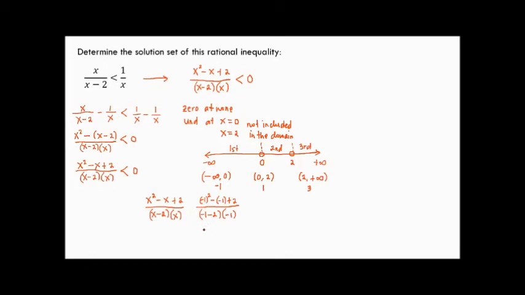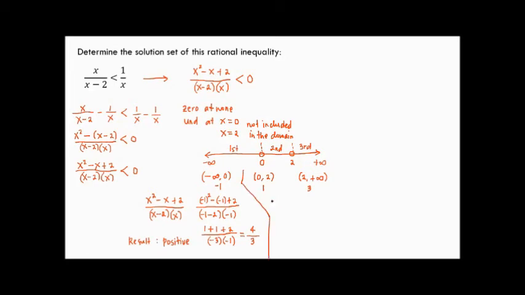Negative 1 squared is positive 1. Negative times negative 1 is positive 1. Then, plus 2. All over, negative 1 minus 2 is negative 3 times negative 1. Now, simplify pa natin. So, we have 1 plus 1 plus 2 is 4. Then ang denominator is negative 3 times negative 1, that is positive 3. So ang result nito is positive. The result is positive, kasi positive 4/3.